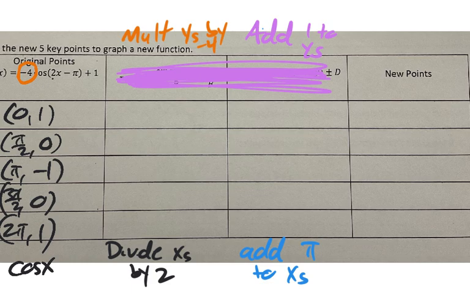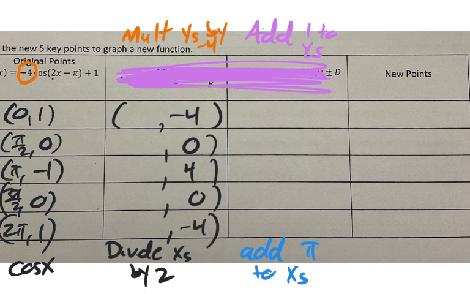So here we go. Let's multiply all the y's by -4 first, because that seems like that would be easy. What's 1 times negative 4? Negative 4. What's 0 times negative 4? 0. What's negative 1 times negative 4? 4. What's 0 times negative 4? 0. What's 1 times negative 4? Negative 4. You see, I've multiplied all of the y's by negative 4. That's stretched and reflected, all in one.